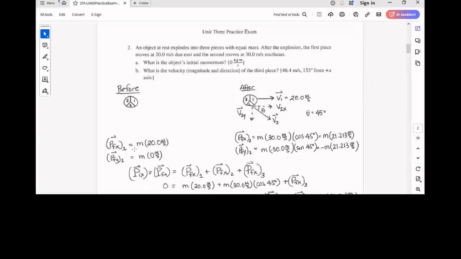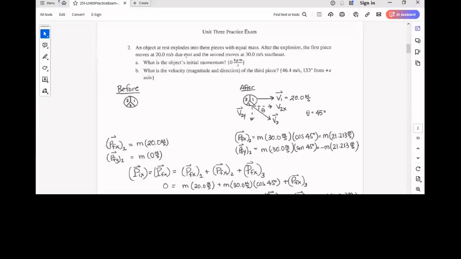So I can take the momentum equation, where I know that P initial for piece 1 is going to be the mass of piece 1 times the initial velocity of piece 1, which is 0. So I'm going to get 0 for the initial momentum of all pieces, 1, 2, and 3. I know about 2 out of the 3 pieces and how they behave after the explosion has taken place.